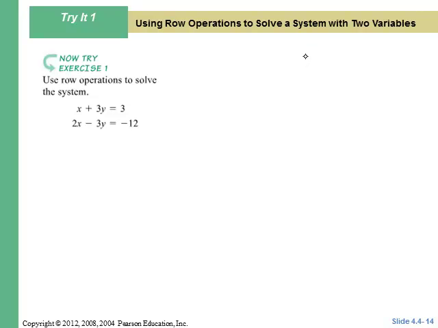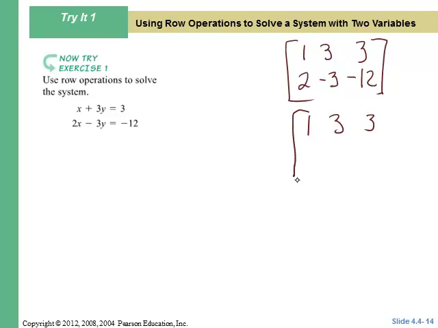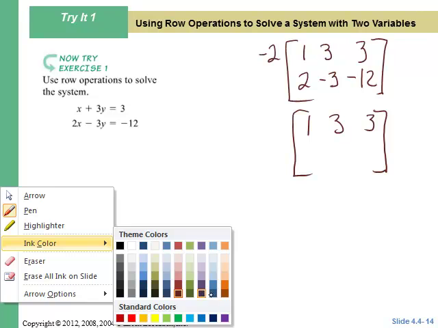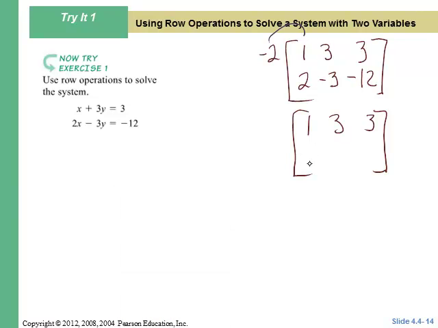So we get 1, 3, 3, 2, negative 3, negative 12. Our first one already has a 1 in the first spot, so let's leave it the way it is. If we multiply the first one by negative 2 and add it to the second one, I'm going to change colors here, we get negative 2 times 1 is negative 2, add 2 is 0. Negative 2 times 3 is negative 6, minus 3 more is negative 9. Negative 2 times 3 is negative 6, minus 12 is negative 18.